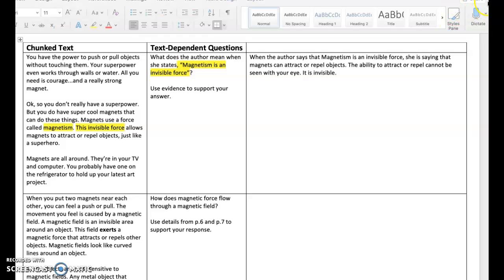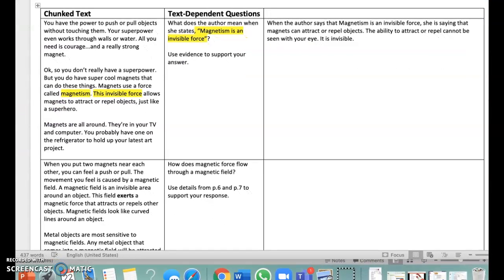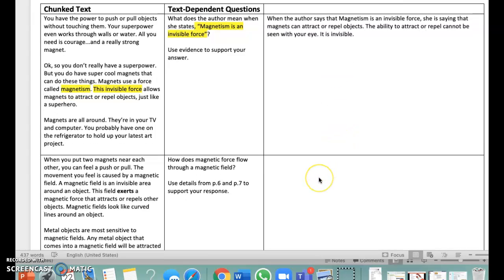I used evidence from the text to help me understand how to answer this question. Alright, let's go on to the next one.